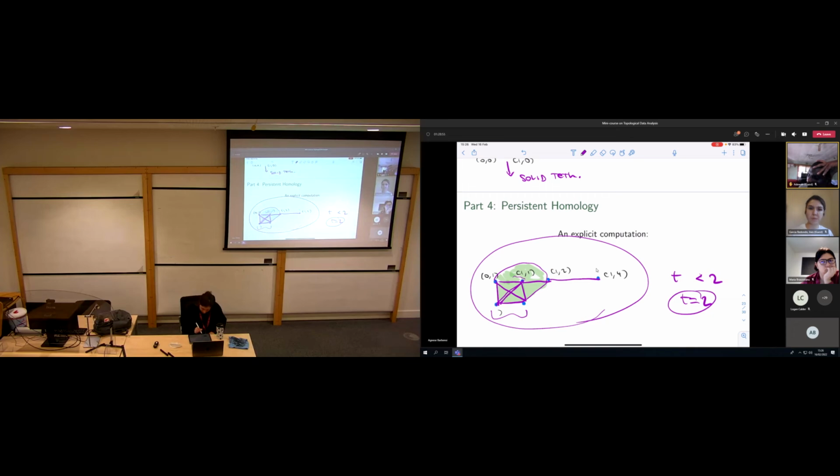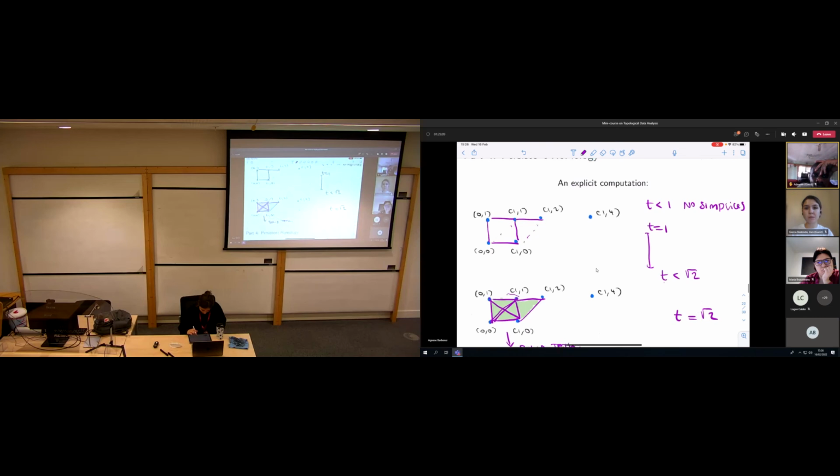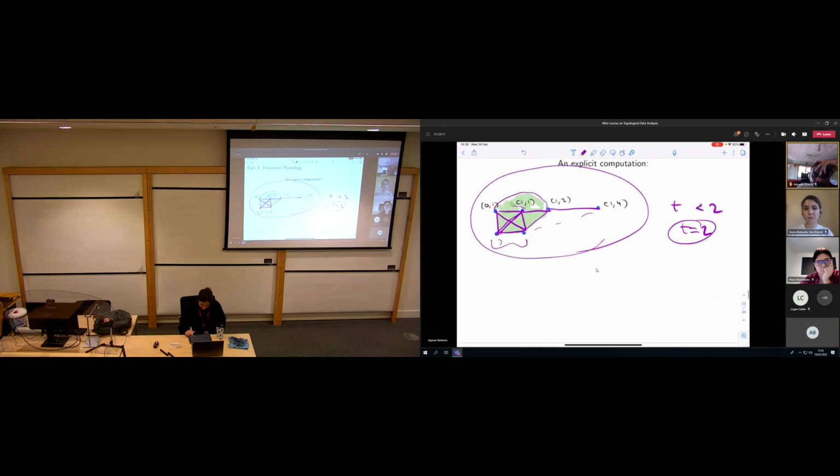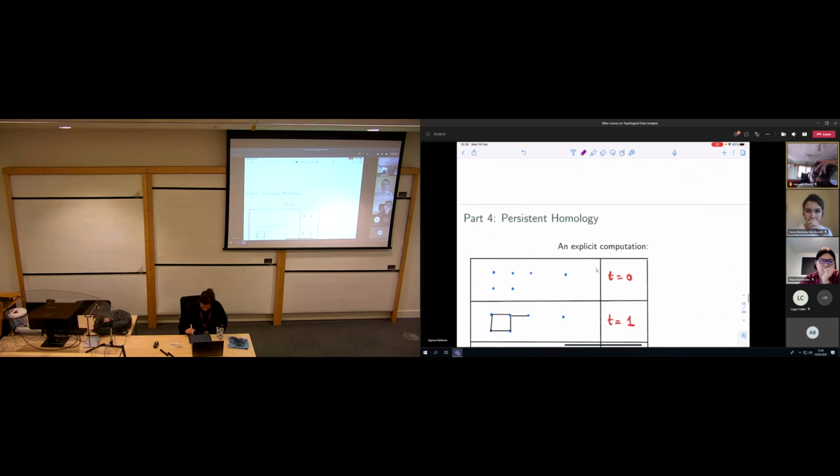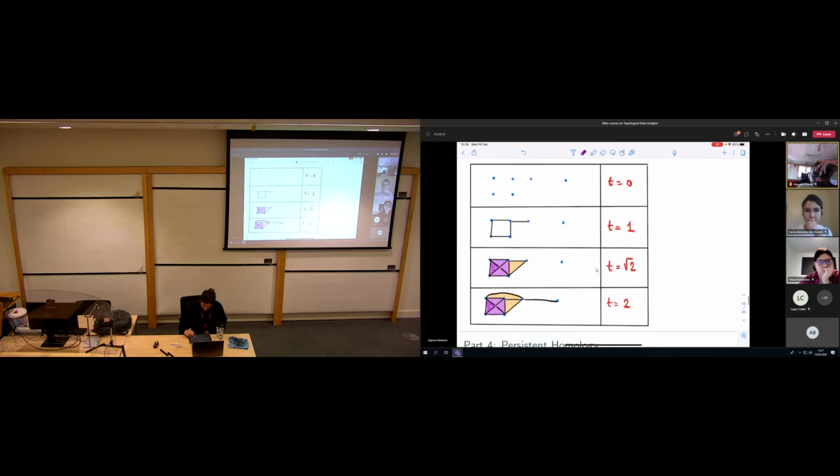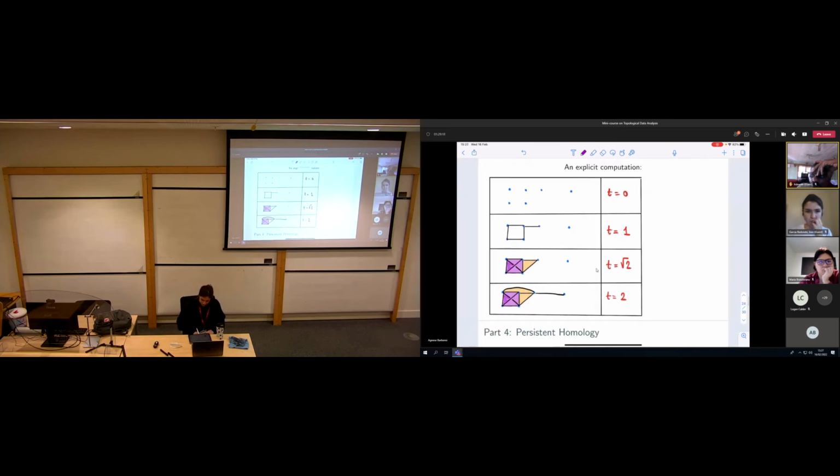Okay. Am I adding this as well? No, this is not. At time equal 2, I have a unique blob with no topological features. I have no one-dimensional holes and no two-dimensional holes. Okay, so that's schematically what's happening.